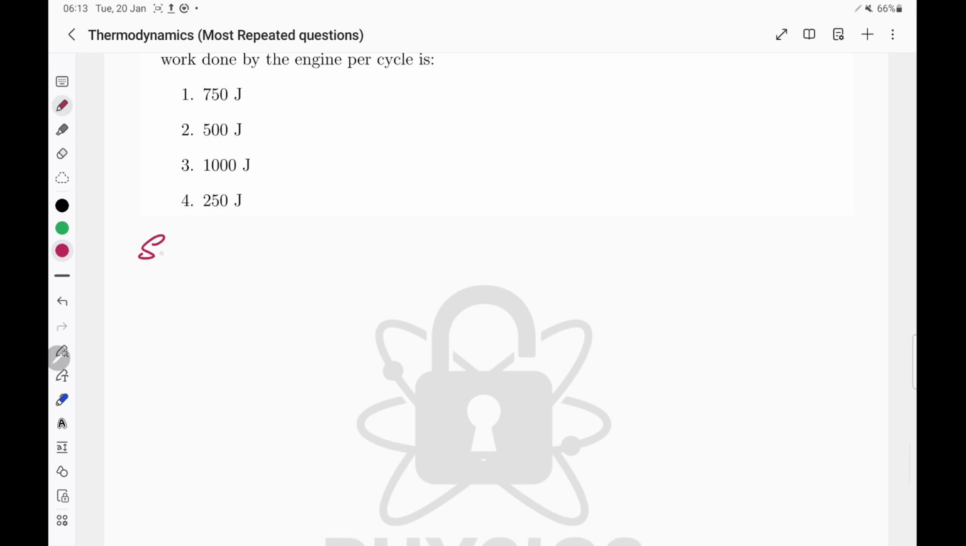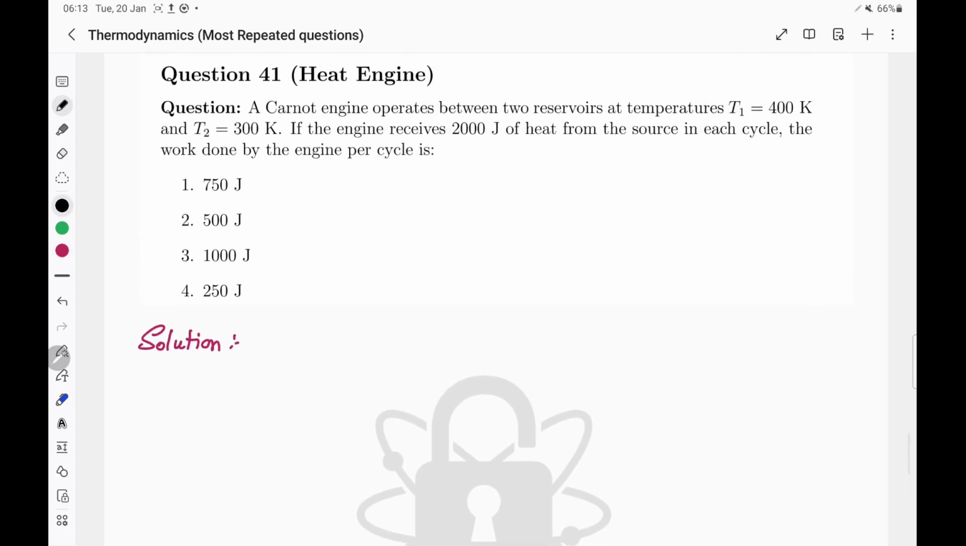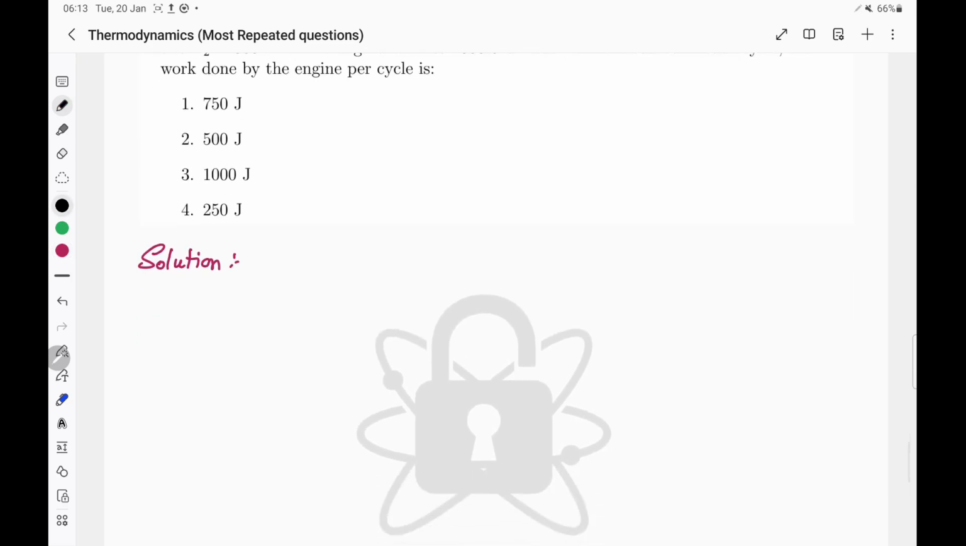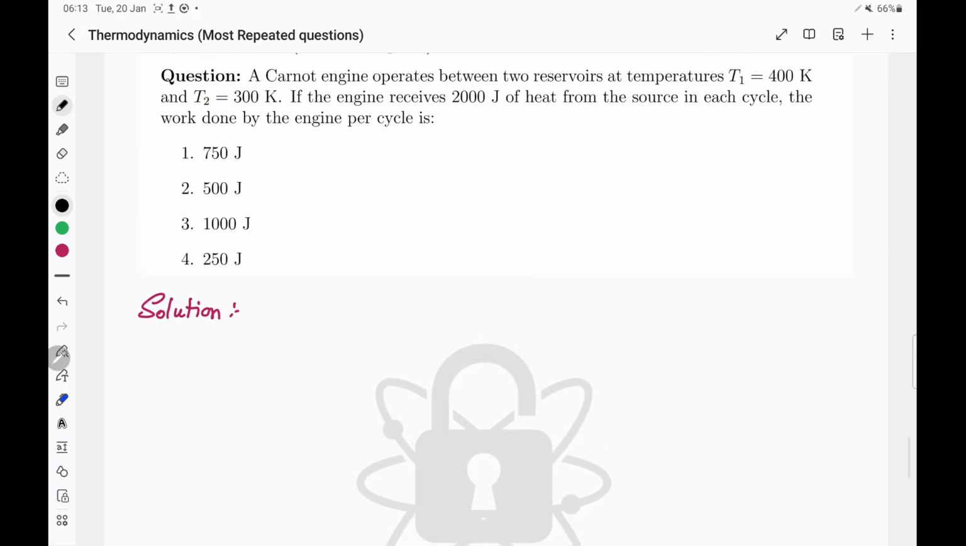So this is a question on Carnot's engine. It's actually part of the JEE Mains syllabus. Many people feel that it's not, but it is.